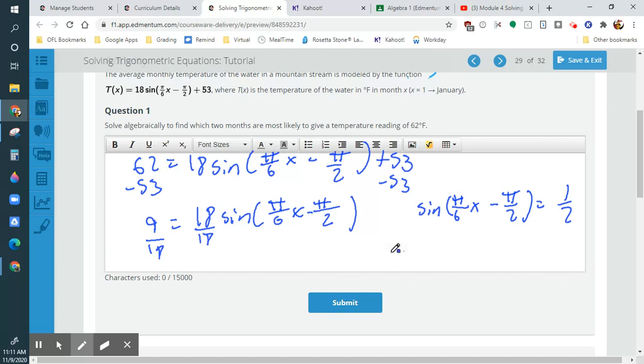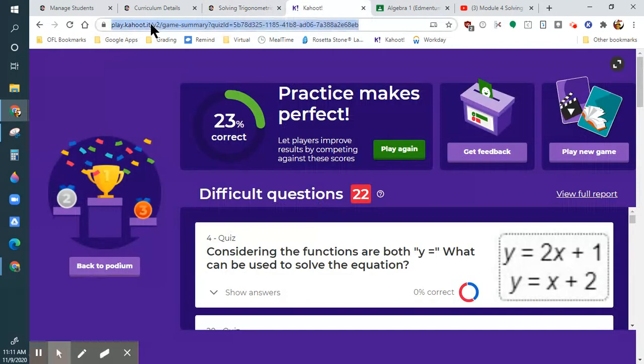Now, here's the important thing. There's two parts in the unit circle where sine equals 1/2. Let me grab the unit circle right now before I forget.